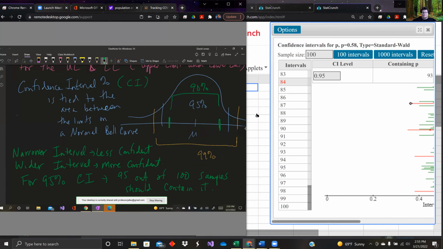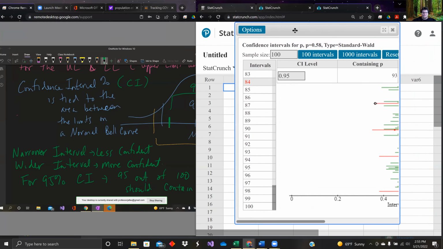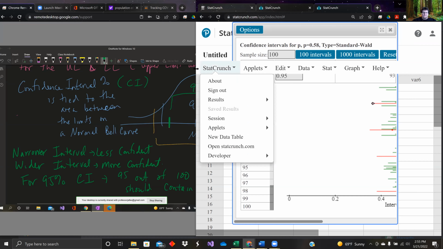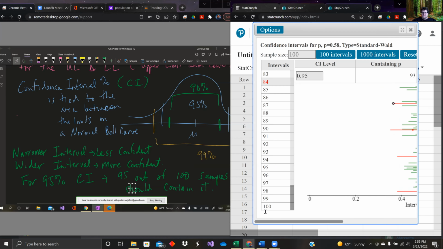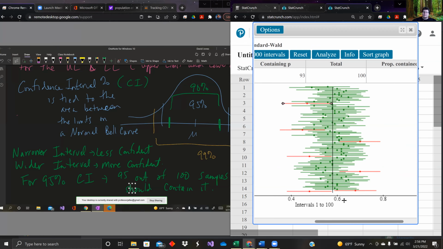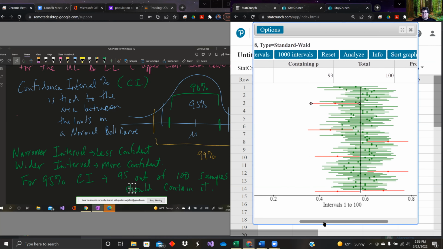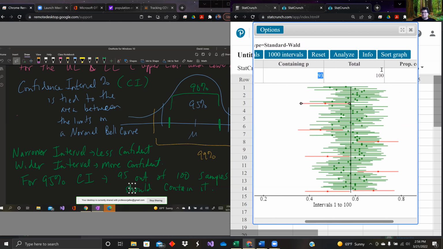And I'm gonna go back to that applet over here and show you something. All of the green ones on this picture contain it. All of the red ones do not. And it actually tells us at the top whether it contains it or not. 93 contains P. 93 different samples of 100 contained P. And so that's a proportion of 93%.